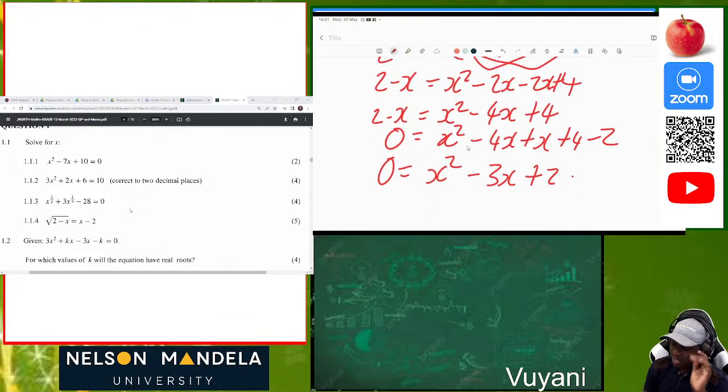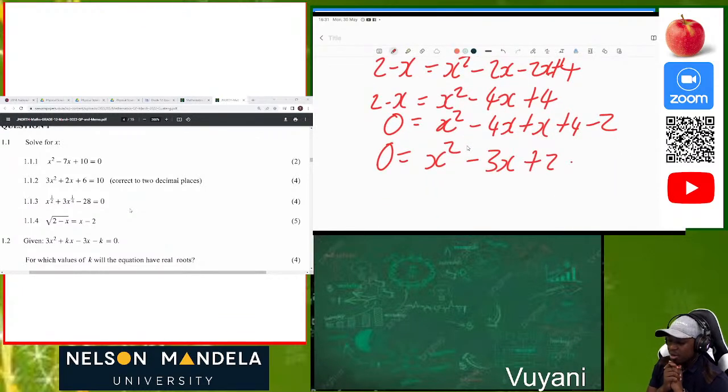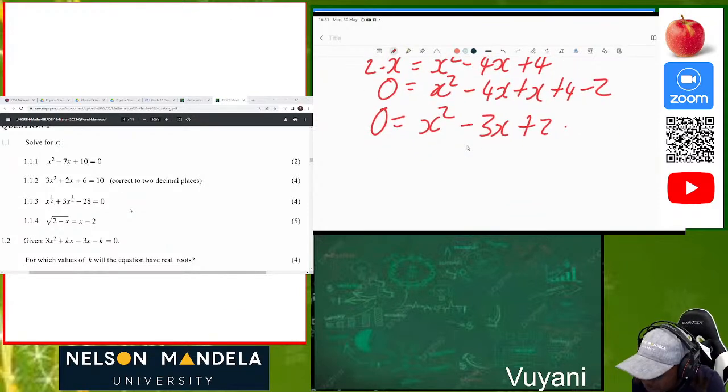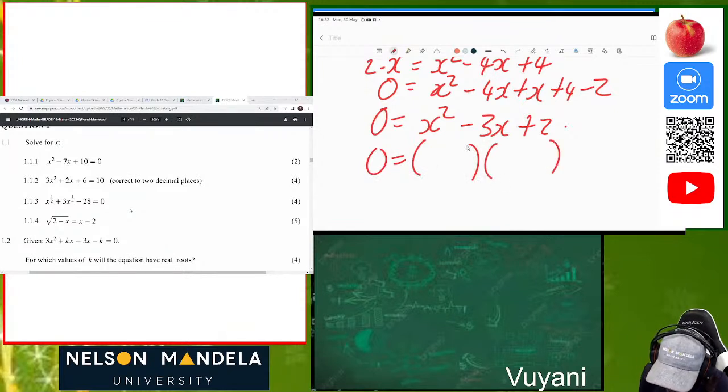Then after that we see that we now have a nice quadratic equation, which is x squared minus 3x plus 2. Now we use our quadratic formula, or we find factors. In this instance, let's try to use our quadratic formula. You can use your quadratic formula, or you can use your factor form. Let's use factors this time to prevent wastage of time.